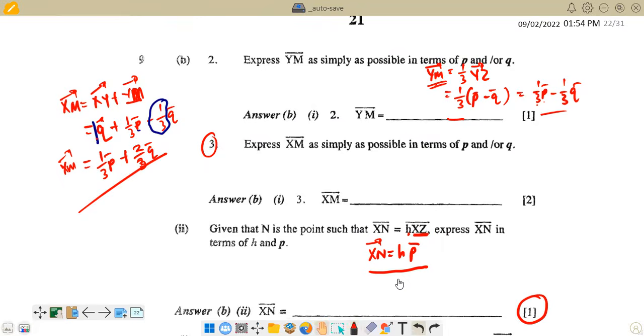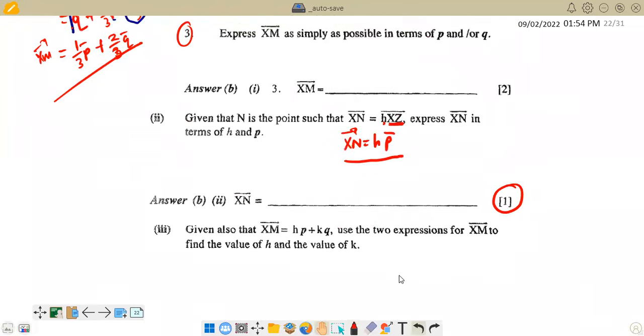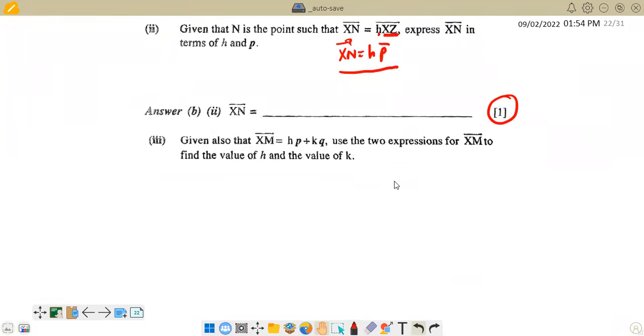All right. So we put our xn. Then the other part, we are given that xm is equal to this, our xm that we have got. Then we are now told from this xm that we have, which is h plus kq, we are now asked to use the two expressions for xm.